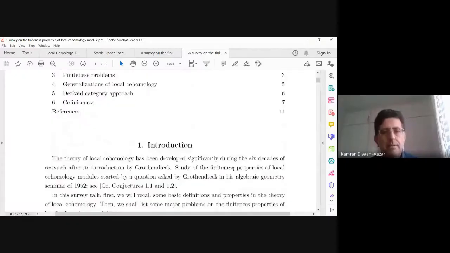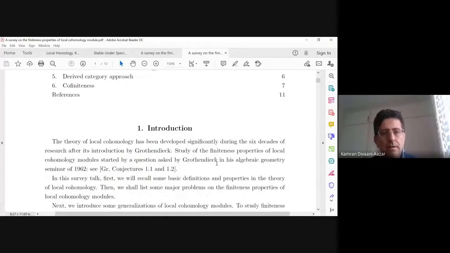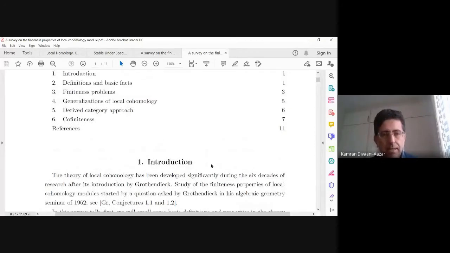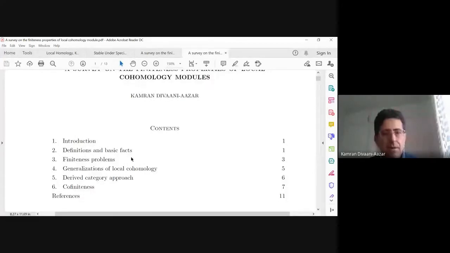It in many ways, from the point of view of geometry, from a D-module point of view. But in these two talks, we are focusing on the finiteness properties. And the talk will have 6 parts. After a short introduction, we will review some elementary definitions and basic facts in local cohomology theory.